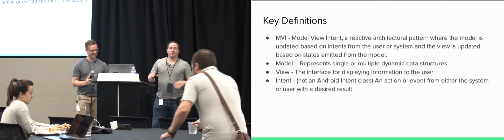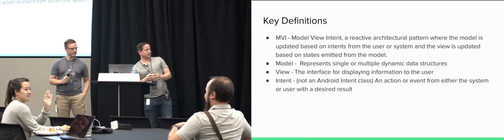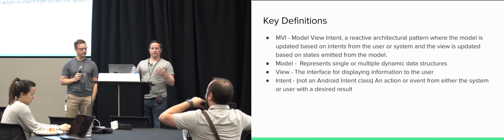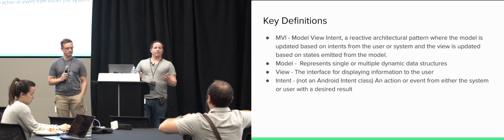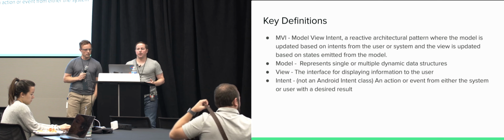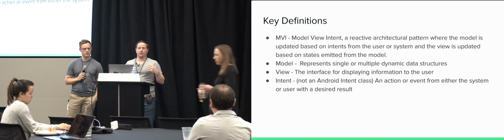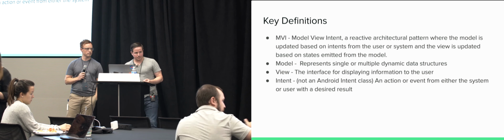All right, so before we start to get into the weeds, let's knock out some high-level concepts. If you've seen some of the other talks today, some of these are going to be pretty familiar already. So what is MVI? MVI is Model View Intent. It's a reactive architectural pattern where the model is updated based on intents from the user or system, and the view is updated based on states emitted from the model.